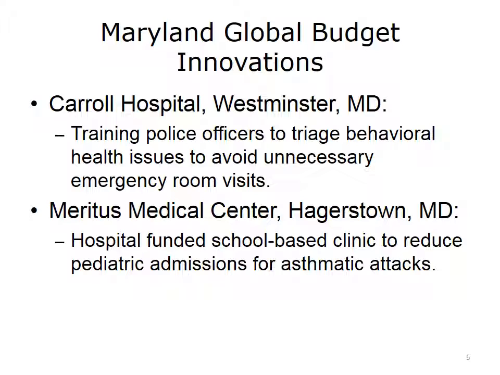The hospital historically had identified pediatric asthma as a significant medical problem in Hagerstown, as it is in many communities. Children from Hagerstown would routinely show up in the emergency room with severe acute asthmatic attacks, and not infrequently would require hospitalization. With global budgeting and the guarantee of revenue, independent of volume, they found it in their financial interest to fund a school-based clinic staffed by a nurse practitioner.